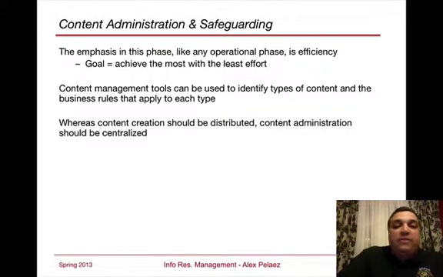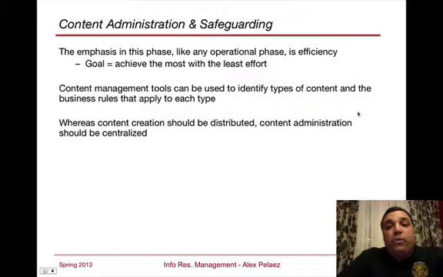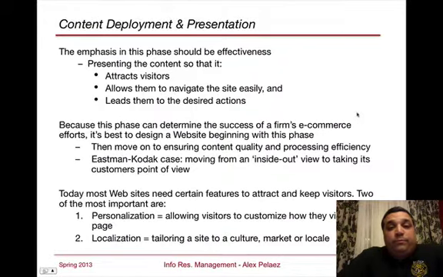In administration and safeguarding, we basically are looking at efficiency. It's achieve the most with the least effort. So we have these tools that have rules to identify what types of rules should be applied to what type of content. Images may have an easier set of rules than full documents. Full documents or even text should be sent to the legal department, so they might actually be part of the flow. The image might only have to go to the marketing department or another executive.